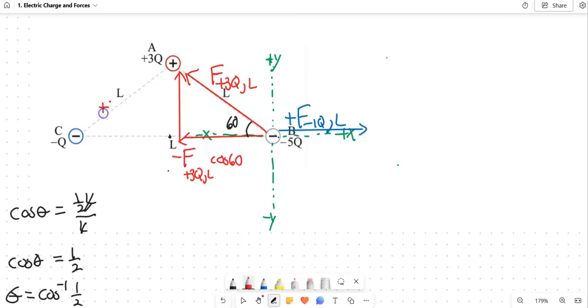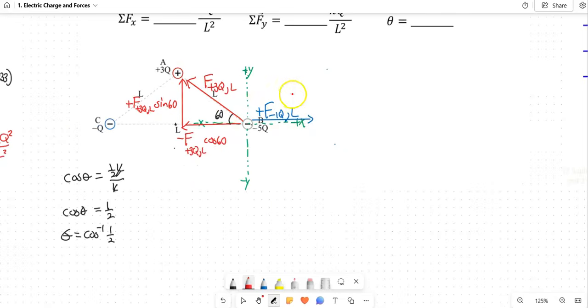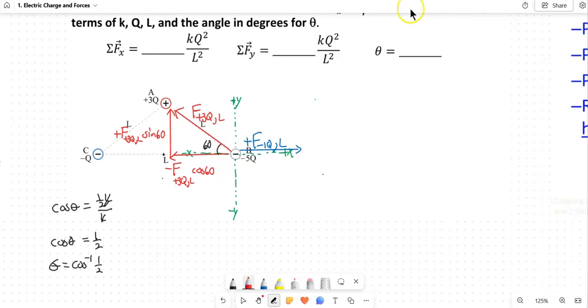This upwards part is going to be the same hypotenuse, and it's going to be the sine of 60 degrees. Okay? So the angle that we're using is going to be 60 degrees right here. Okay, sum the forces in the x direction. Do the more difficult one first. It's got two vectors on it.